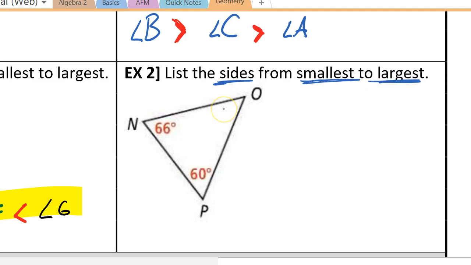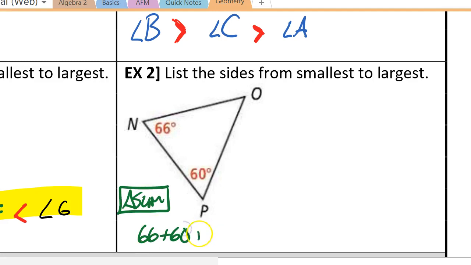Well, I don't actually know the missing angle here, but I can find it by the triangle sum theorem. 66 plus 60 plus my unknown angle O is equal to 180 degrees. That means then that angle O is equal to 54 degrees.